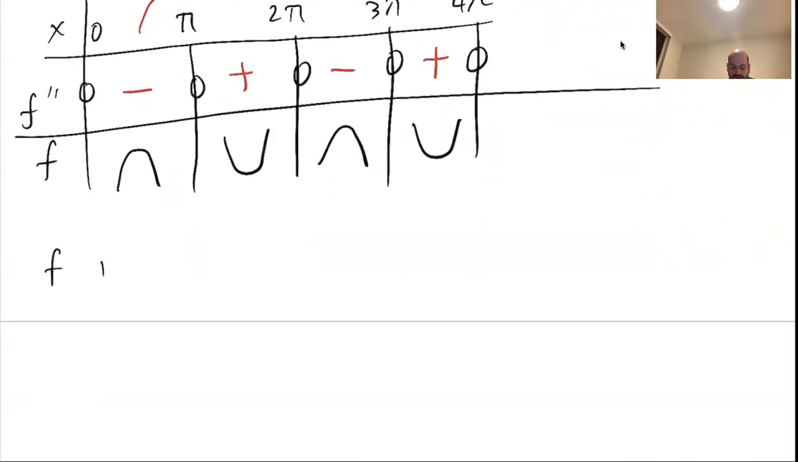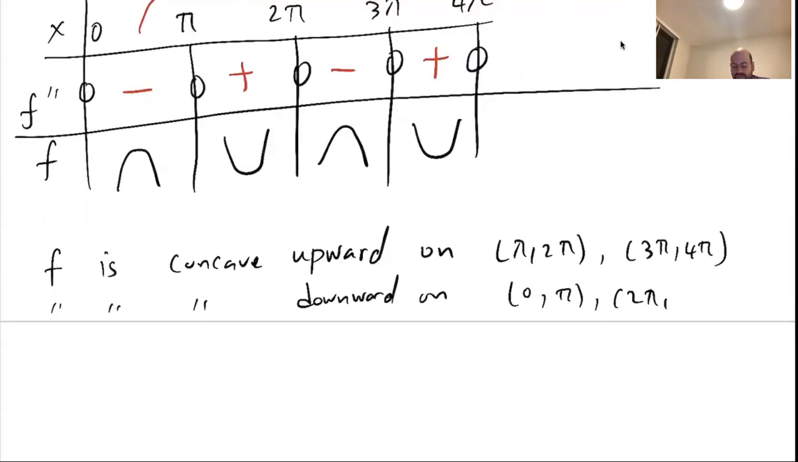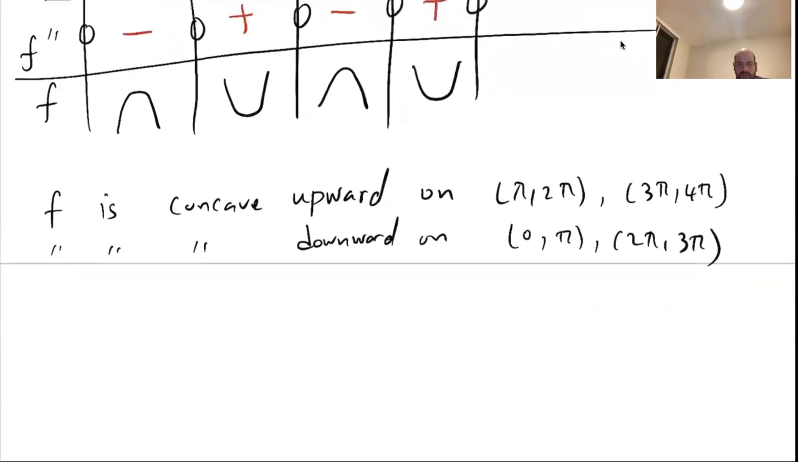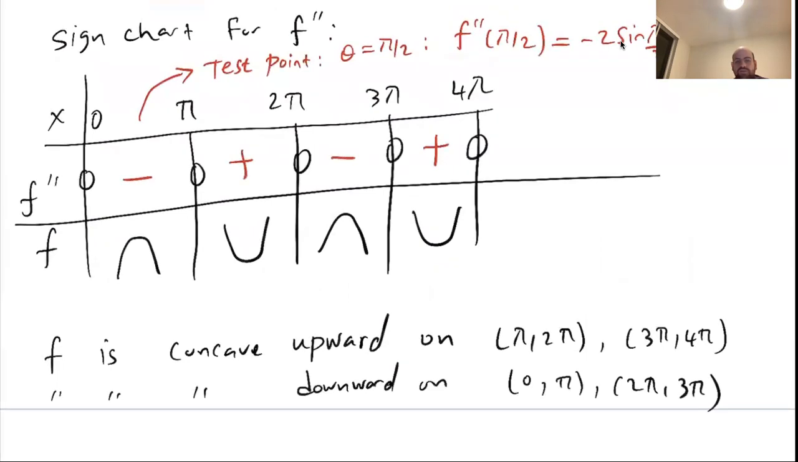So f is concave upward on which intervals? On pi and 2 pi, and 3 pi and 4 pi. And f is concave downward on 0 and pi, and 2 pi and 3 pi. That's it. So the question was asking about intervals of increasing, decreasing, and intervals of concave up and down, and we found all of them.